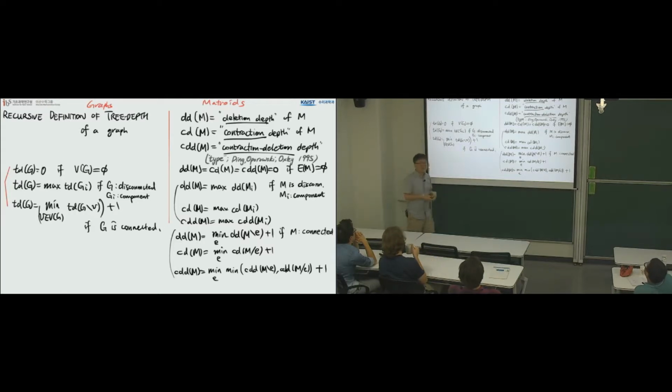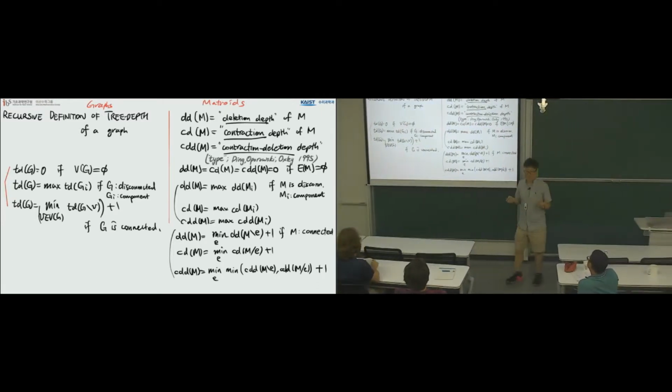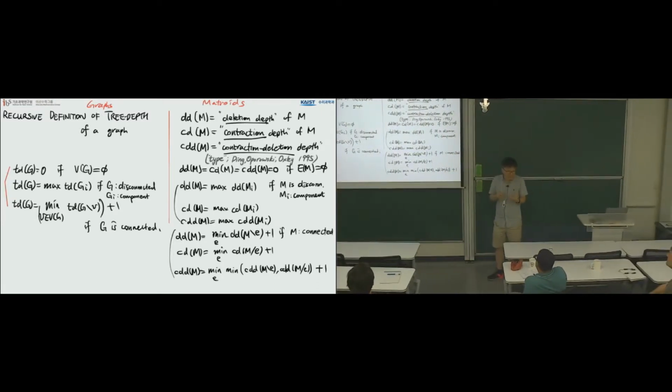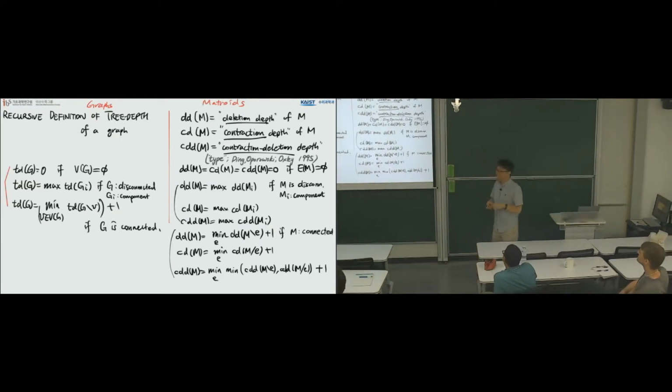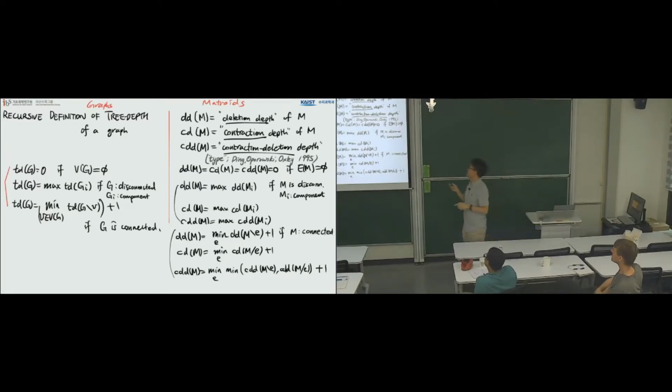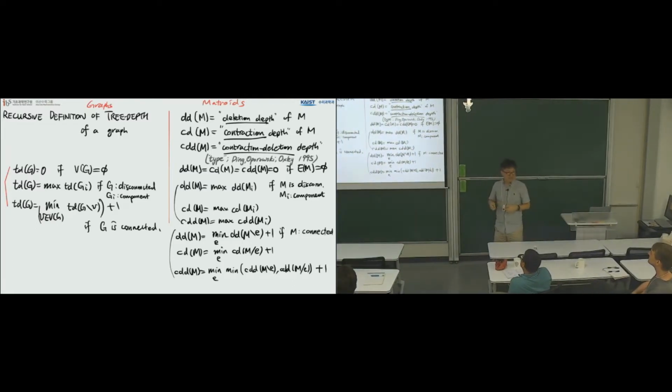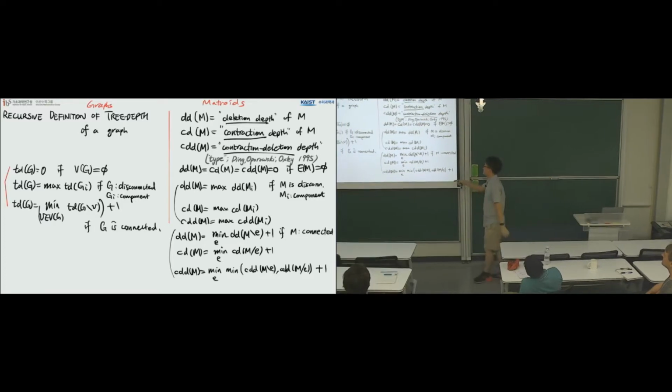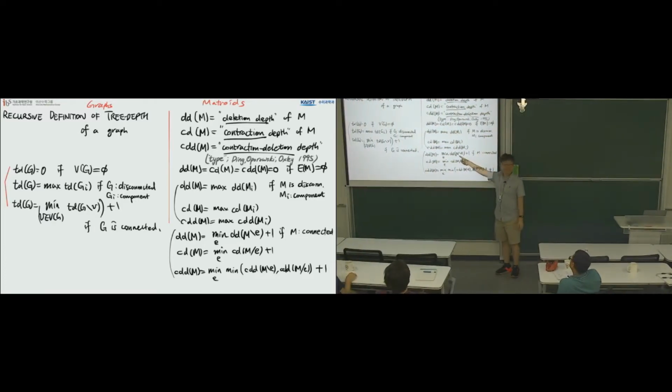Now, for matroids, can you do something similar? We don't have vertices, but why don't we just try the edges, deletion or contraction. But then there are 3 possible definitions you can try. One is the deletion depth. You only delete an element when the matroid is connected, and you pay 1.